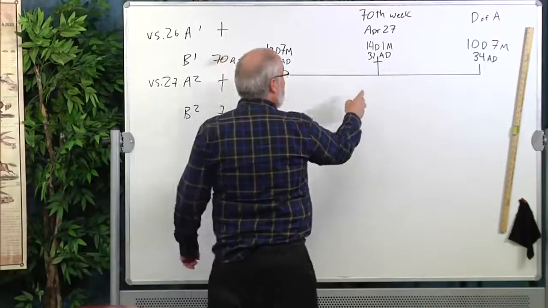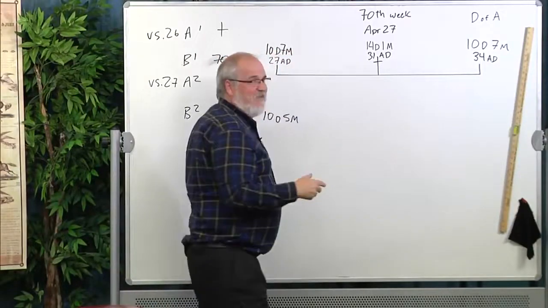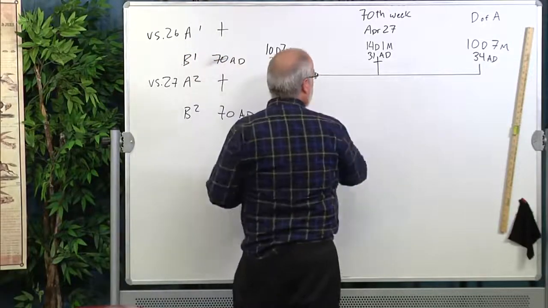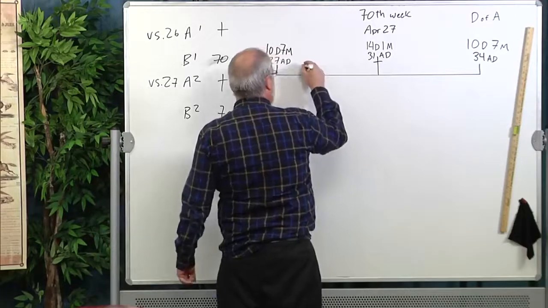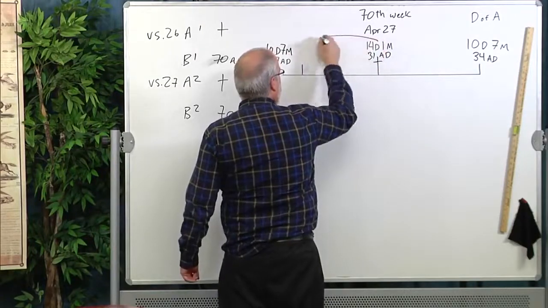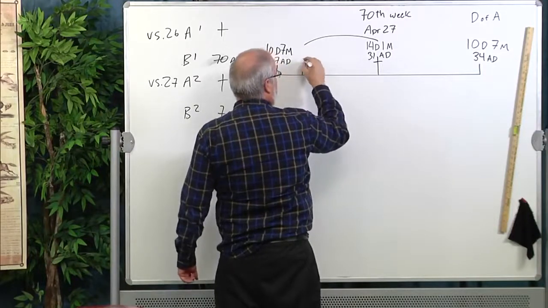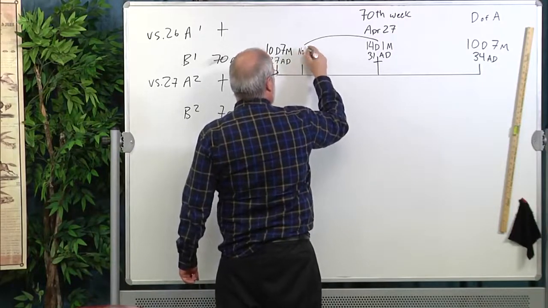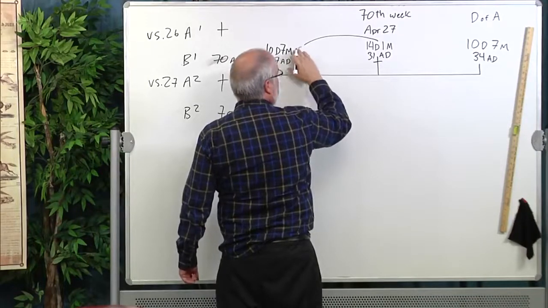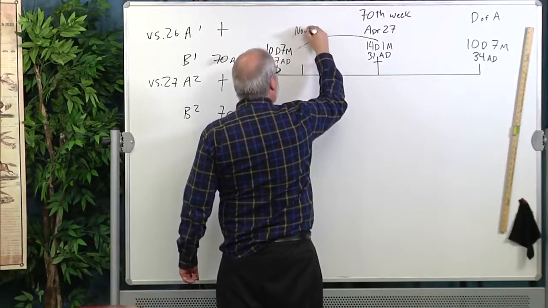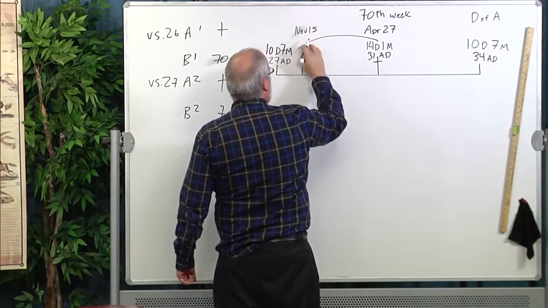So what I did is I took this and I decided I'm going to count backwards. Now I have a program that can do that, but I actually physically counted. And I counted backwards this way, 1,260 days, from here to here. Now I get the date. It's November 15th, 27 AD.